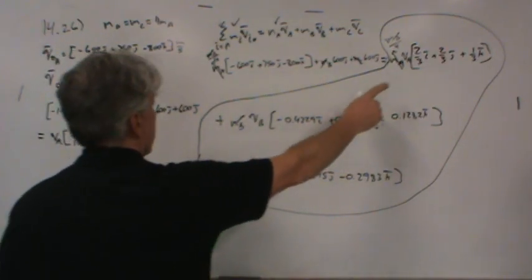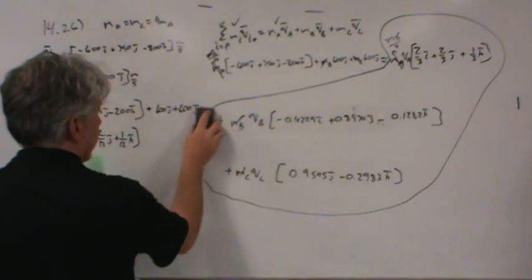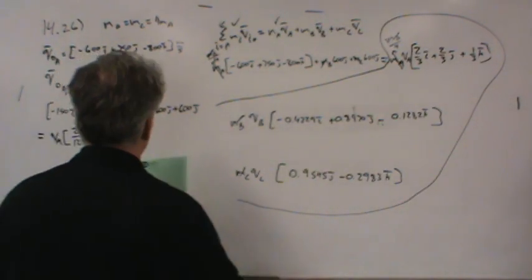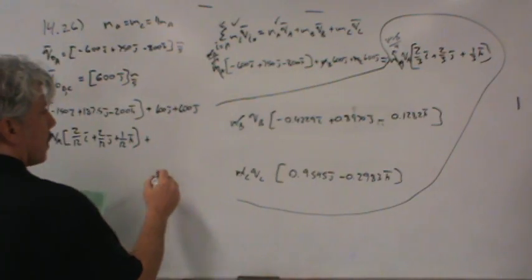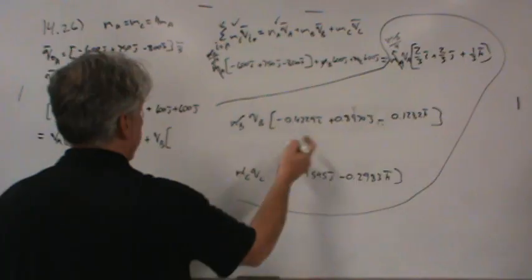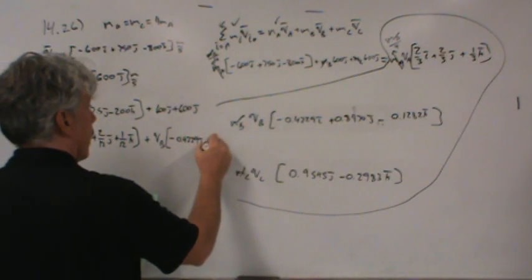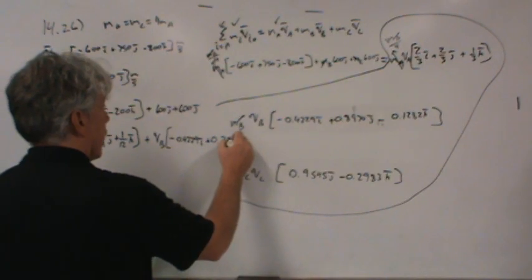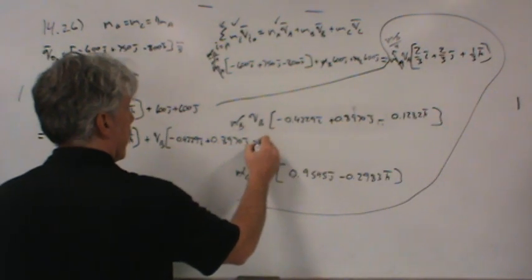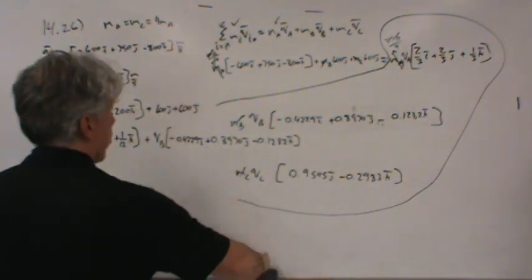So that represents this term. The next term, I'm going to need some space for, so let me start to erase this bit. So we'll have plus VB. Here I don't need to multiply by anything, so negative 0.4229I plus 0.8970J minus 0.1282K. Try to keep everything straight here.